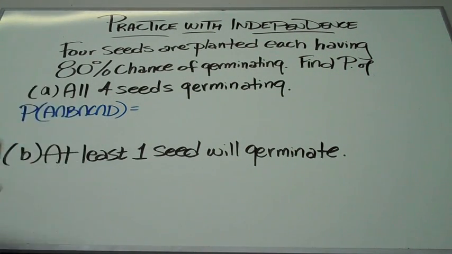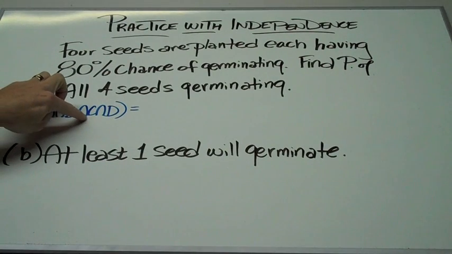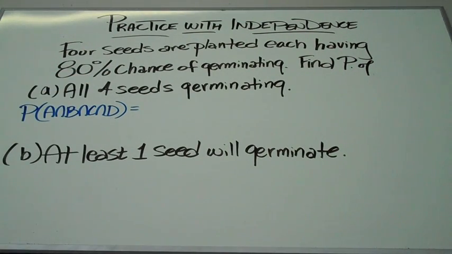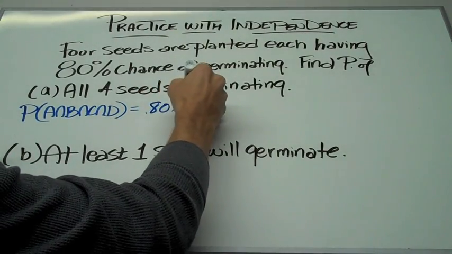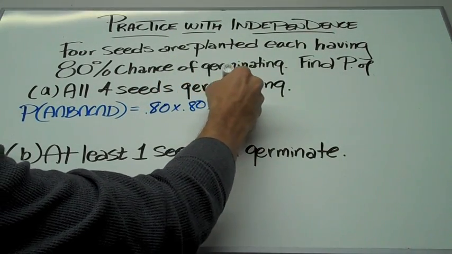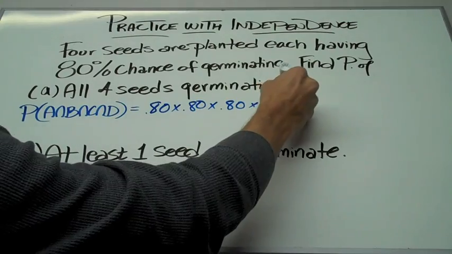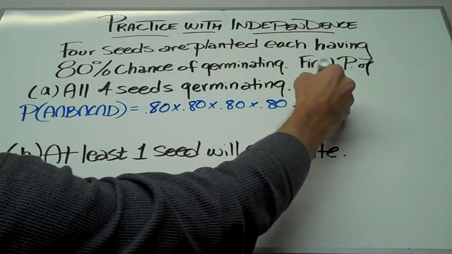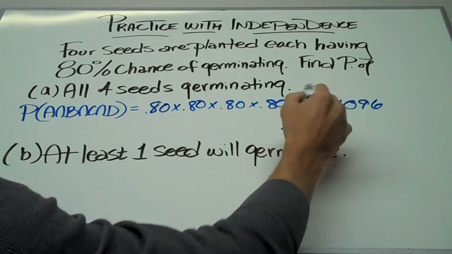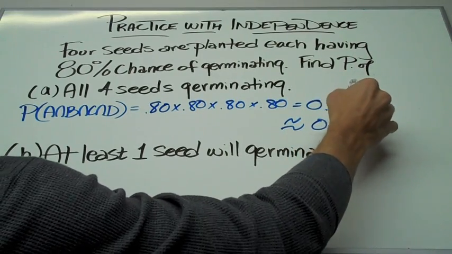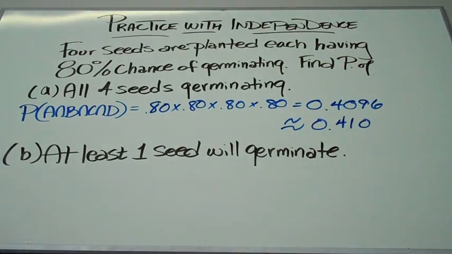If we consider each of the pots lettered A, B, C, and D, we're finding the probability of A intersect B intersect C intersect D, which will simply be, because they're independent events, we can multiply their probabilities: 0.80 times 0.80 times 0.80 times 0.80, which gives us a probability of 0.4096, or if we're doing 3 significant figures, 0.410. Okay, so it's about a 41% chance.